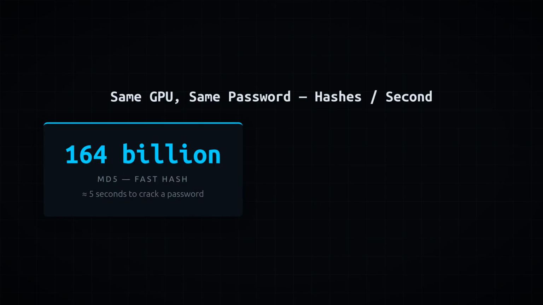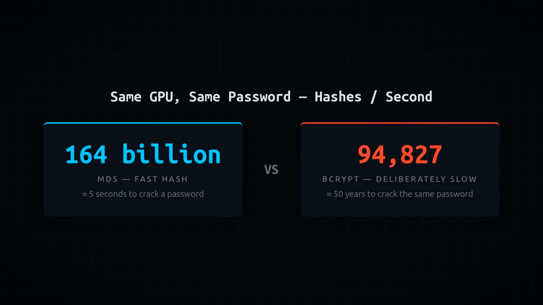The speed varies dramatically by hash algorithm. bcrypt, designed to be slow, runs at roughly 100,000 attempts per second on the same hardware. This is why algorithm choice matters more than people realize. A password that would take 5 seconds to crack against an MD5 hash might take 50 years against bcrypt.